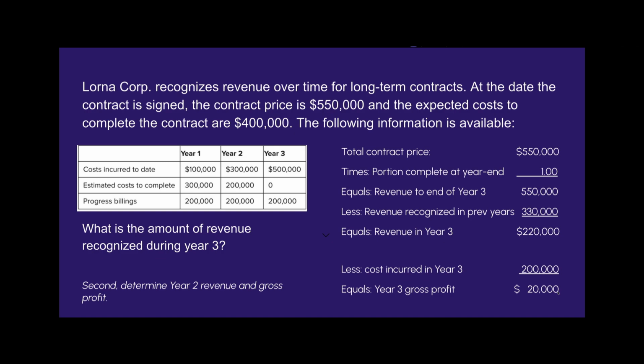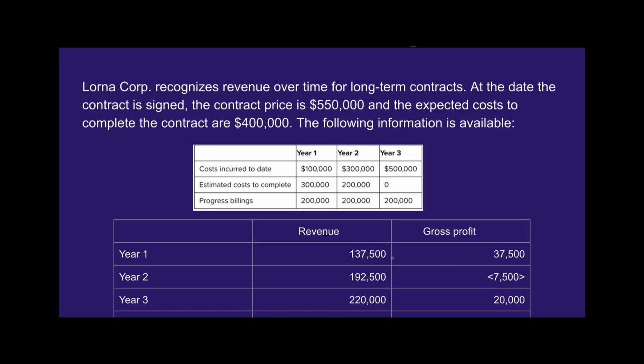Let's look at a summary of these numbers. Year one revenue, $137,500, and gross profit $37,500. Year two, $192,500, and negative gross profit of $7,500. In year three, revenue of $220,000 and $20,000 of gross profit. When we add these up, this adds up to the total contract price of $550,000. And we know that the total costs incurred were $500,000 by the end of year three.